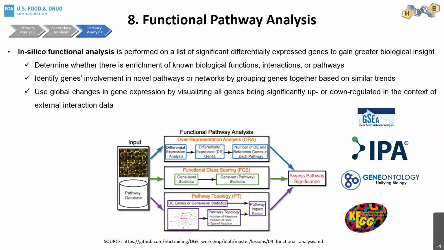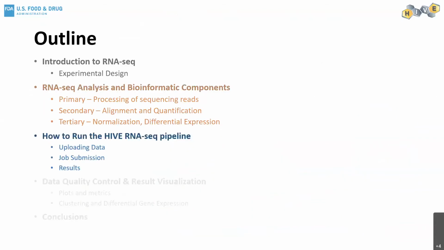There are multiple tools. This is just an overview, and I'm not going to talk more about the functional pathway analysis today. These are just some tools that you can use, like gene set enrichment analysis, IPA, which is Ingenuity Pathway Analysis, gene ontology enrichment analysis, and KEGG pathway analysis. These are some methods; there are others. But that's basically the description of the pipeline.